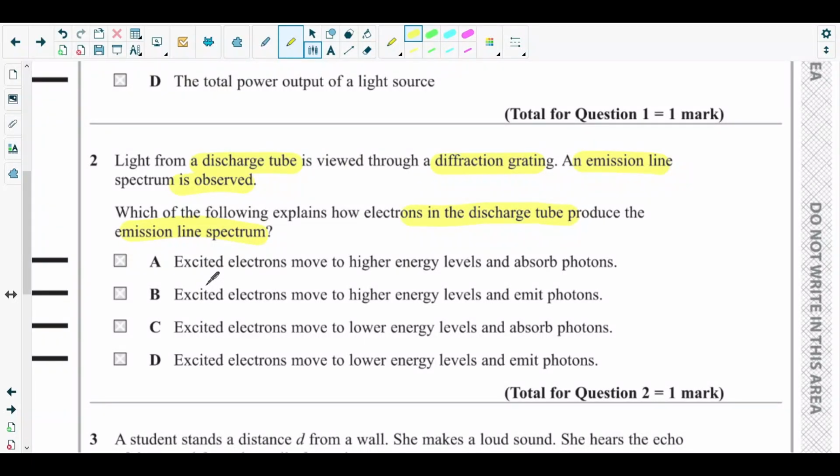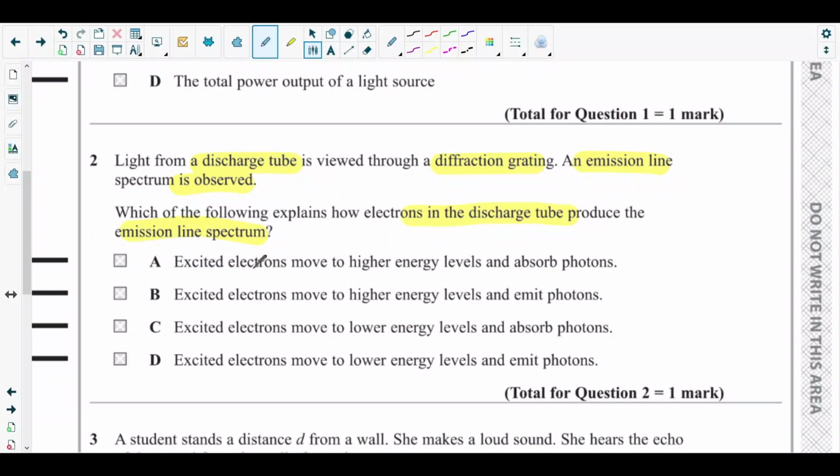Okay. So we know that an emission line spectrum is seen when an electron is de-excited, right? That is, de-excitation means it will release energy in the form of photons and it will get to a lower energy level from a higher energy level. So which of the options is related to that concept?